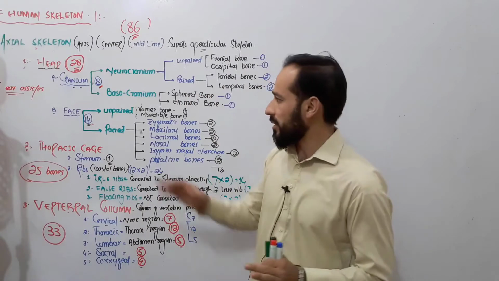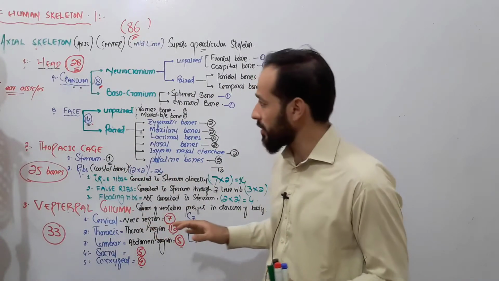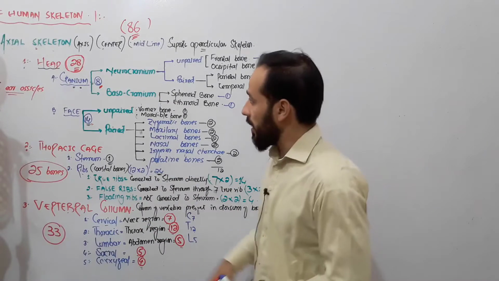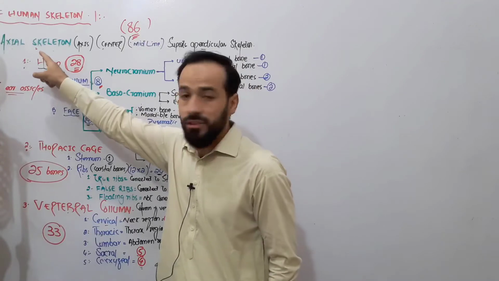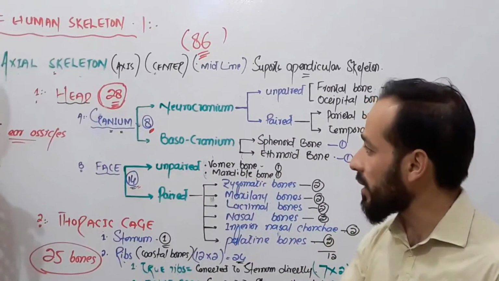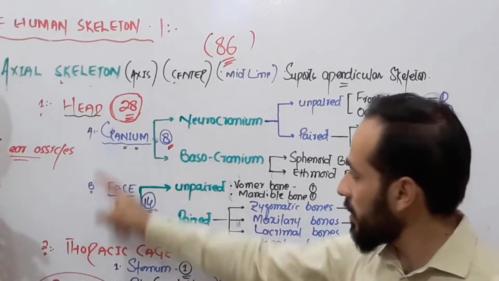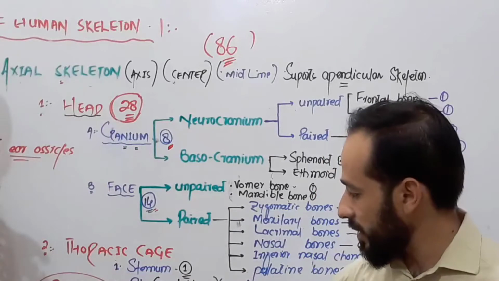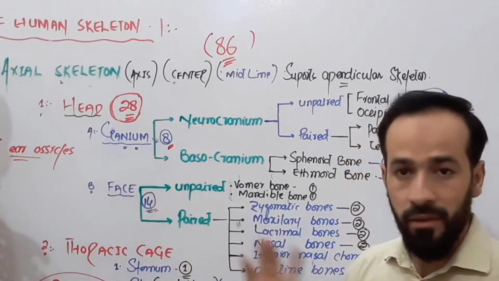Friends, as you know, we are discussing the human skeleton and its divisions. In the previous lecture I discussed the divisions of your axial skeleton. What is the axial skeleton? We told you about that. The axial skeleton is divided into three subparts: the head, the thoracic cage and the vertebral column. And the head is divided into cranium and face.